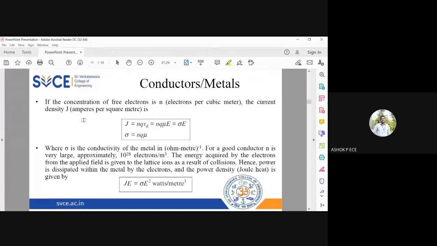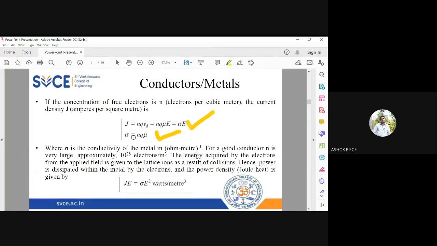And you have the expression for J. Whenever you use a two-dimensional conductor, it is going to have an area. So there you will be using the term J. J is called current density. The formula for J is the number of electrons into the charge into the drift velocity, J = N Q V_d. We substitute V_d = mu E. And we know that N Q mu is sigma, the conductivity. So know these two relations. We'll be using them very frequently in semiconductors. J = sigma E is one relation. Sigma = N Q mu is the other relation.